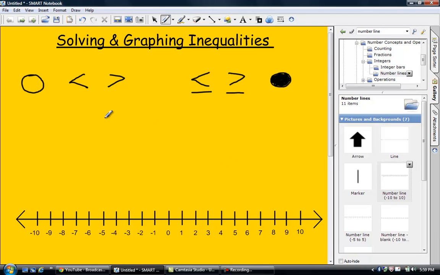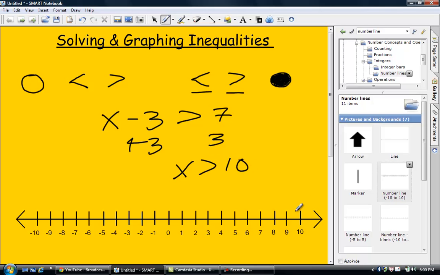We start by doing a simple one step. X minus 3 is greater than 7. Simply add the 3 to both sides and you're finished. X is greater than 10. Find your 10 down here on your number line. It's an open circle, and since the variable is on the open side of the inequality, the arrow goes to the right.